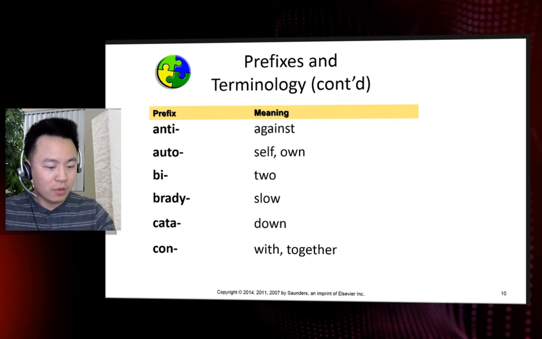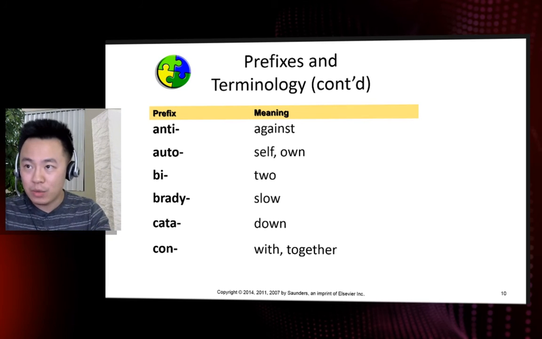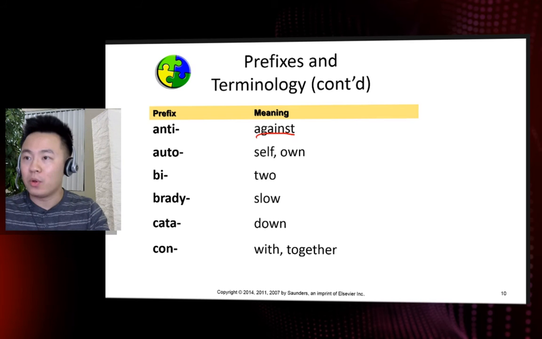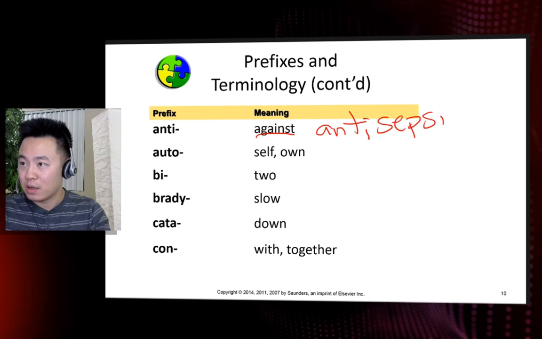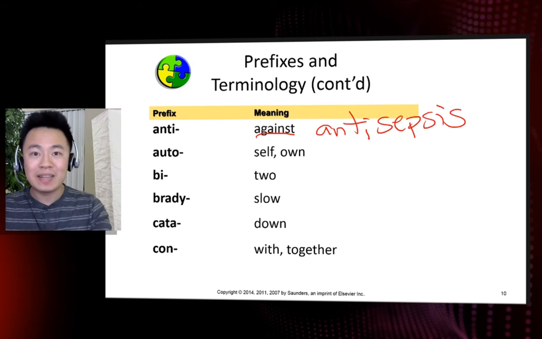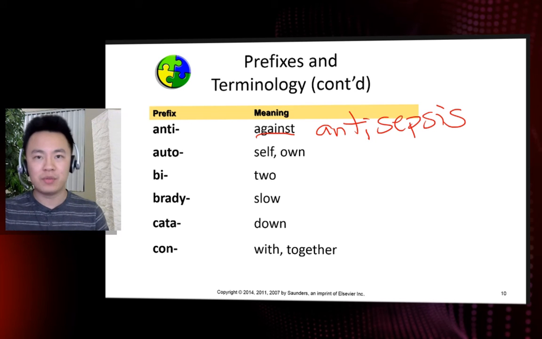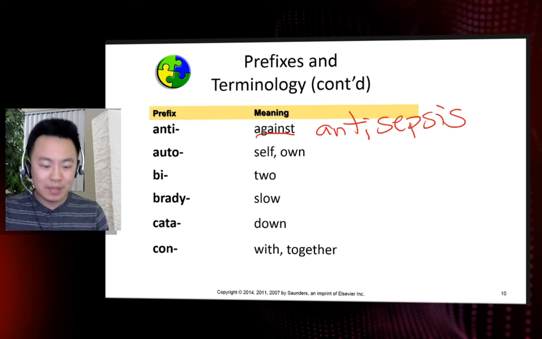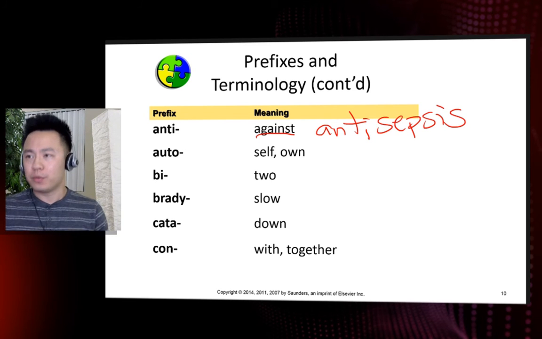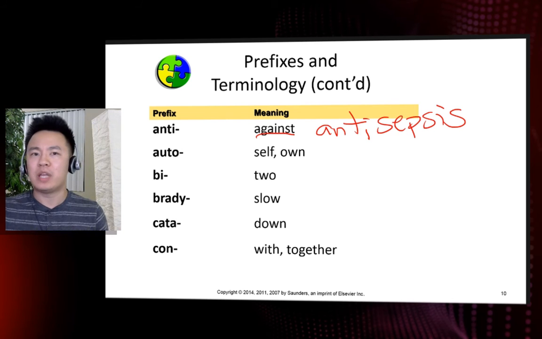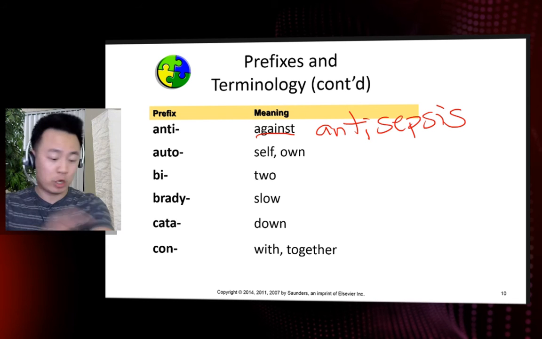All right. Another one we definitely have is anti, which means against. For example, antisepsis. Antisepsis means against infection. And more specifically in microbiology, an antiseptic pertains to a compound that inhibits or kills bacteria on living or animate surfaces like your skin.